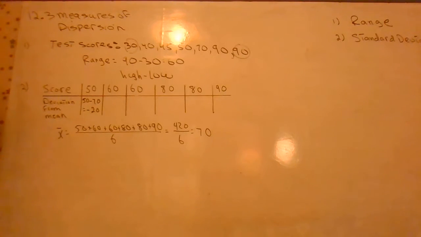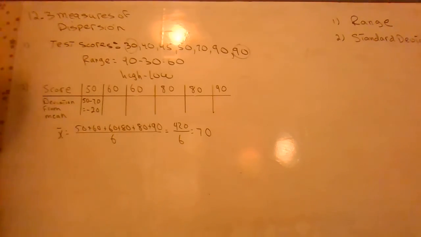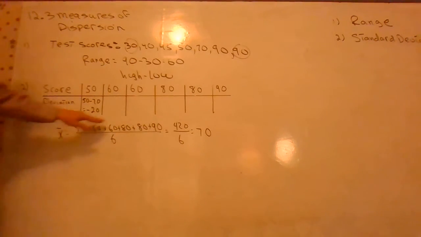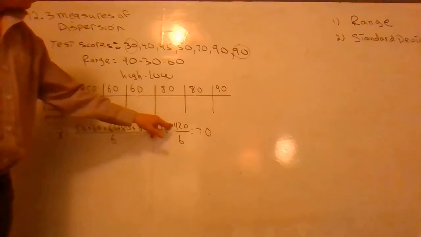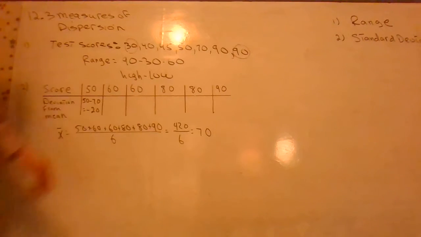Now, we have a second concept here. Suppose we have scores of 50, 60, 60, 80, 80, 90. The mean of this set, add up all the scores, divide by 6. 420 over 6 is 70. 70 is right in the middle.